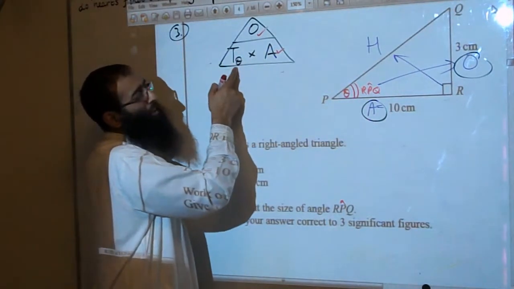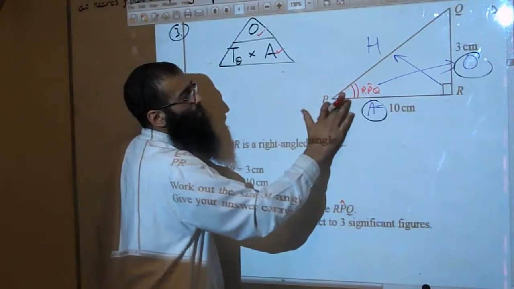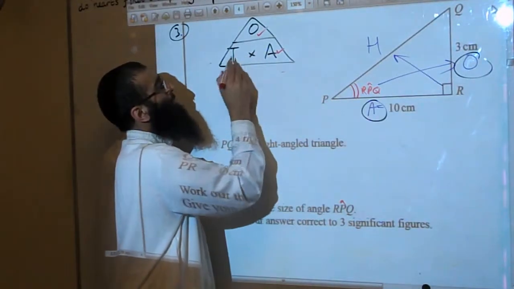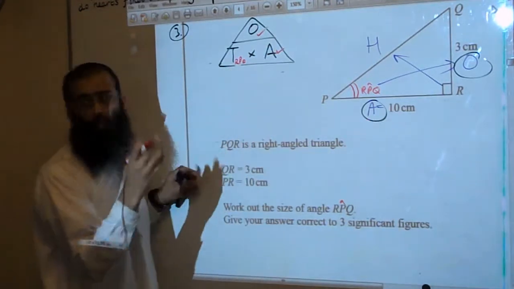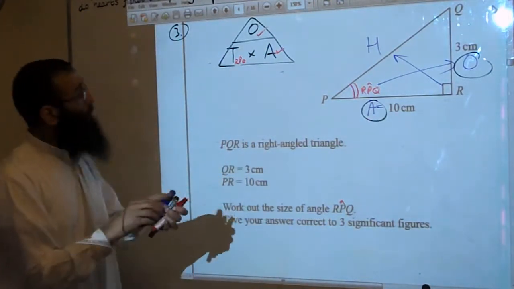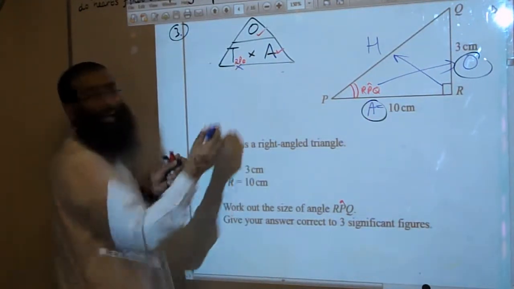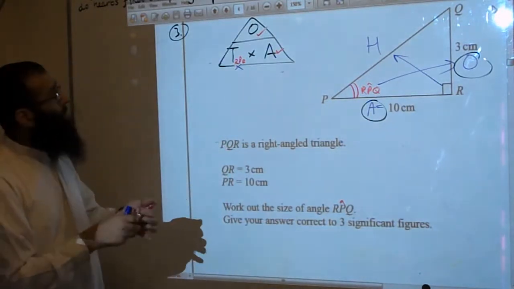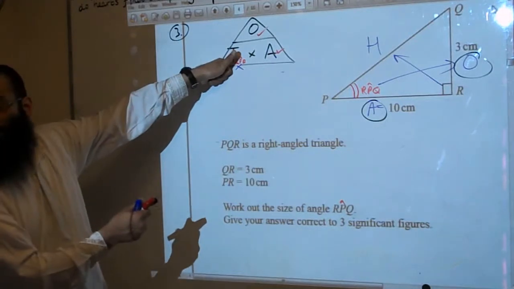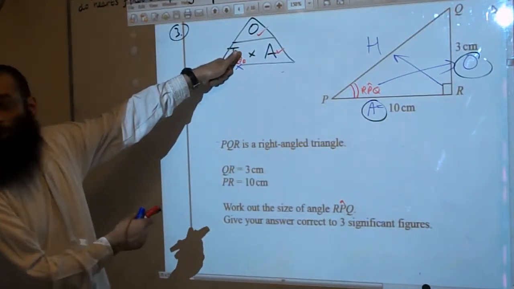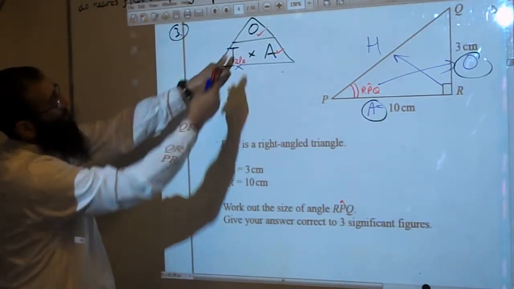So tan of the angle. If you wanted to, you could get rid of this and just put here tan of RPQ, put into context of the question. Now what don't we know? We don't know the angle. Now what do we do? We get the thumb. We cover what you want to work out. And what's it telling you now, Idris? If I cover this up here, what have I got left over? O divided by A.